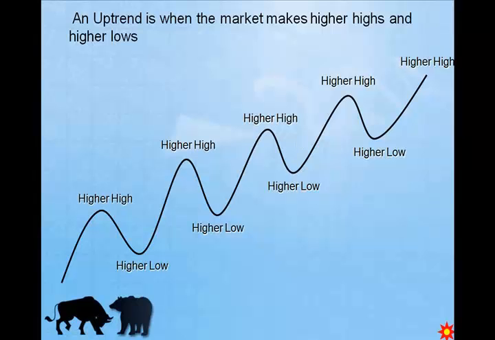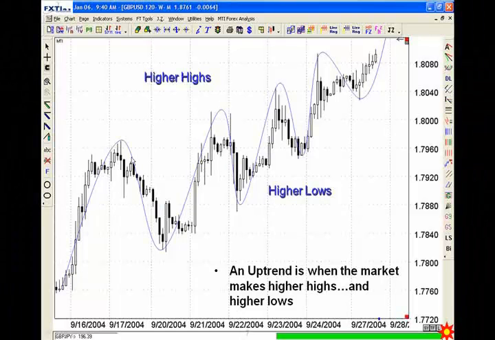Now, when we're in an uptrend, we're making higher highs and higher lows. For example, here we see this high is higher than this high. This high is higher than this high. Just like higher lows, this high is higher than this low. Let's look at this in a chart, and we see that this high is higher than this high, and this high is higher than this high.